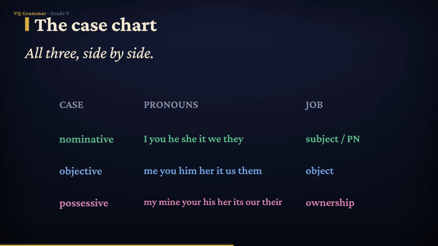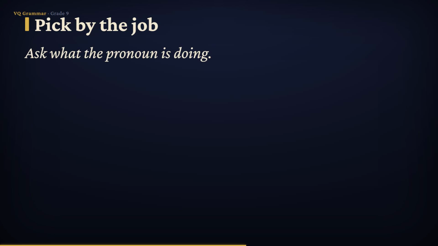Notice a couple of things. You and it show up in both the nominative and objective rows, unchanged. Those two never make you choose. And every other pronoun simply shifts its shape as it moves down the chart. This little grid is the entire lesson in one picture. So how do you choose in the moment?